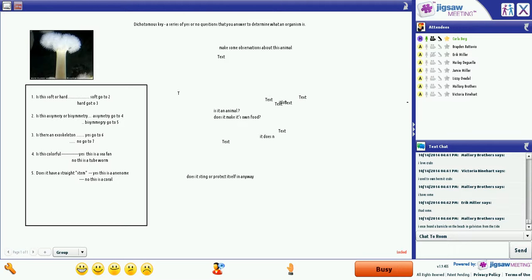We are only looking at a picture, so this is a little hard for us to tell. But I'm going to tell you that it is a soft-bodied animal. So our answer is soft. Right here it says soft, go to 2. So we are going to go to question number 2 down here. It is asking, does this animal show asymmetry or bisymmetry?